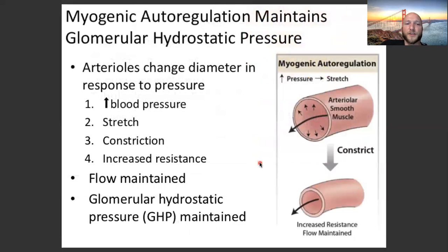Intrinsic autoregulation. Right here's our myogenic autoregulation. So arterioles change in diameter in response to pressure. There's an increase in blood pressure. There's an increase in stretch, which causes an increase in constriction, which counteracts that increase in pressure. Flow is maintained. Glomerular hydrostatic pressure is maintained.